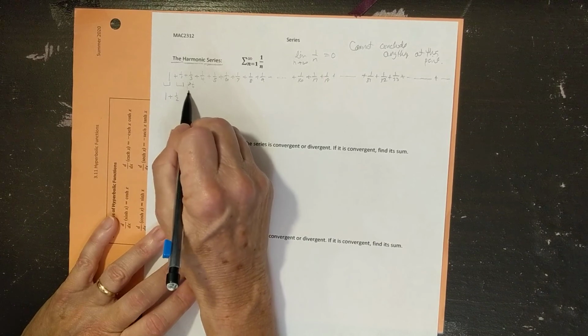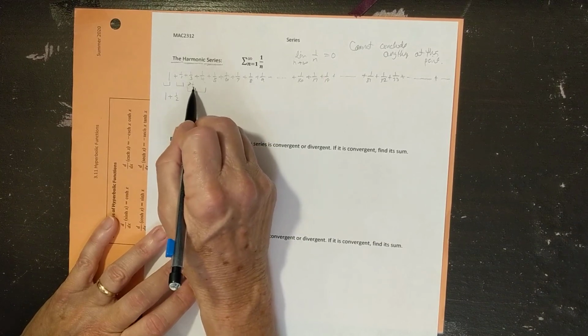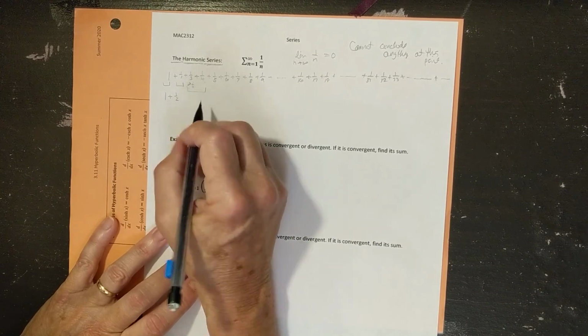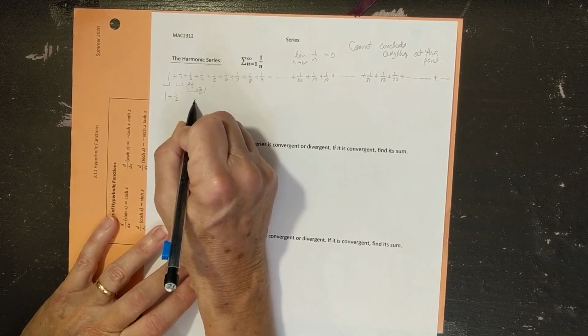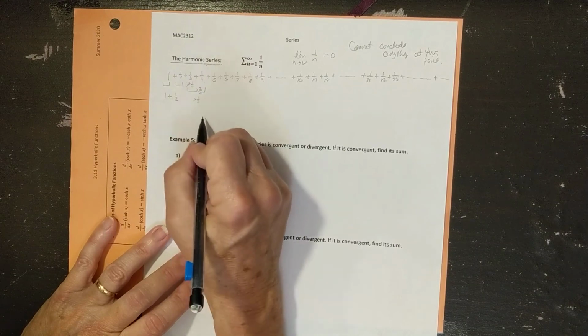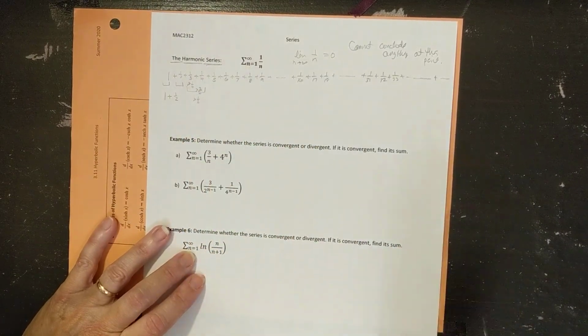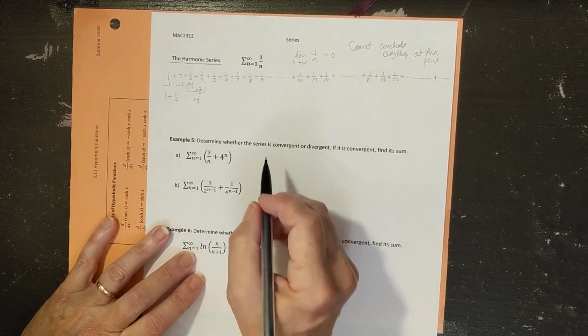So if I add these next two terms, 1/4 by something bigger than 1/4, this is going to be bigger than 2/4, which is greater than 1/2. That's what those two give me, something greater than 1/2. Okay, now let's look at the next few terms.